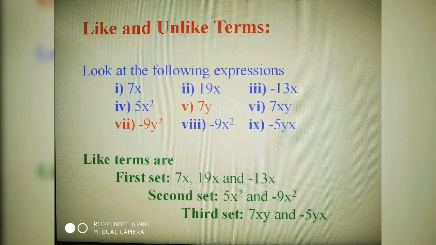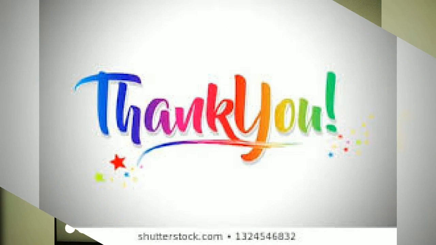Then what are like and unlike terms? Like terms are the terms having same algebraic part, that means same variable part. Here some terms are given, so from this like terms are first set 7x, 19x, minus 13x. These are like terms because they have x. Second set 5x square, minus 9x square. Third set 7xy and minus 5yx. So here they have xy and yx.